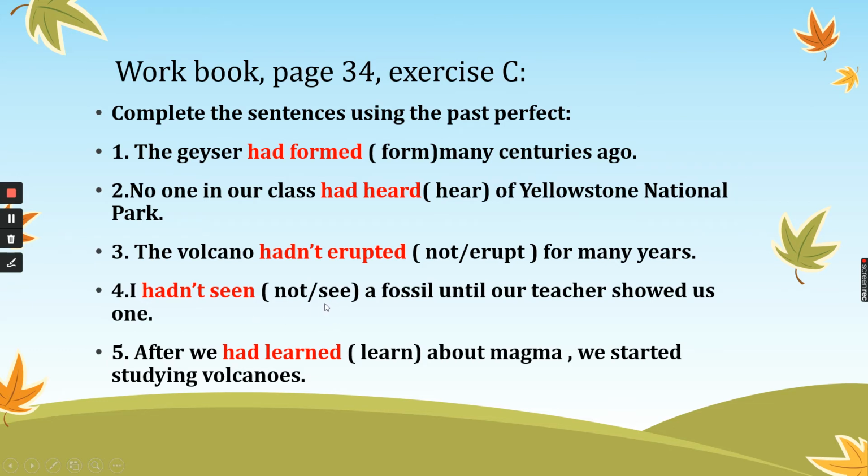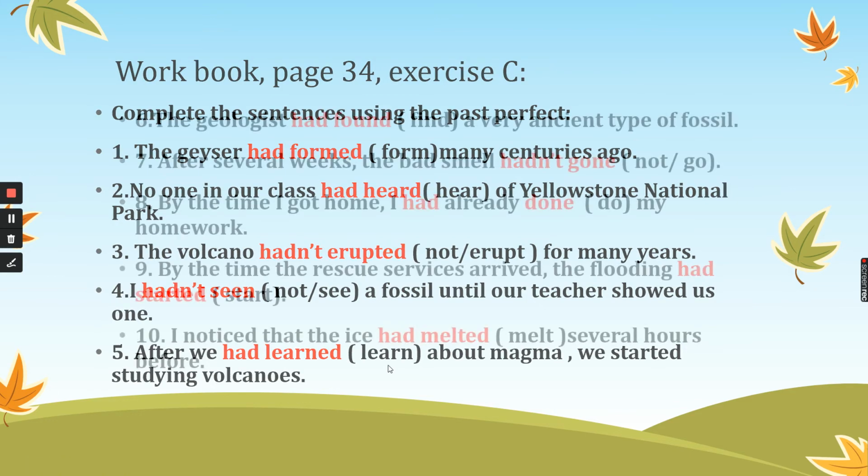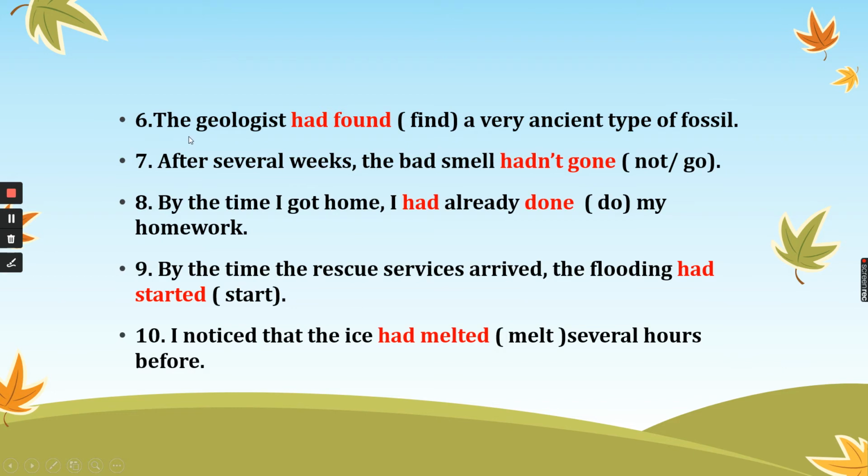4, I hadn't seen a fossil until our teacher showed us one. So we have the verb see and we have the negative form. So the verb is hadn't seen. 5, after we had learned about magma, we started studying volcanoes. Had learned is the past participle of learn. 6, the geologist had found a very ancient type of fossil. Had found is the past participle of find.